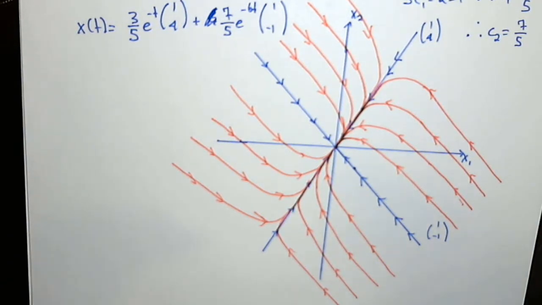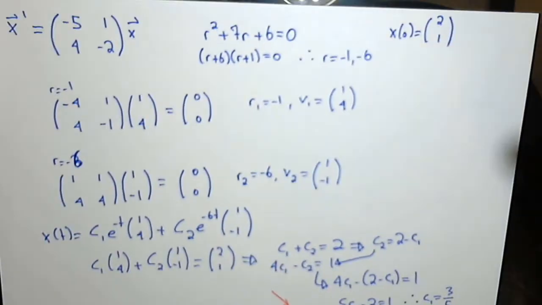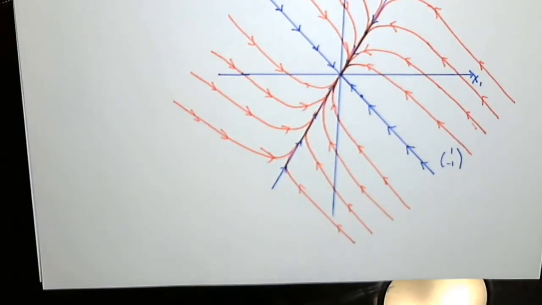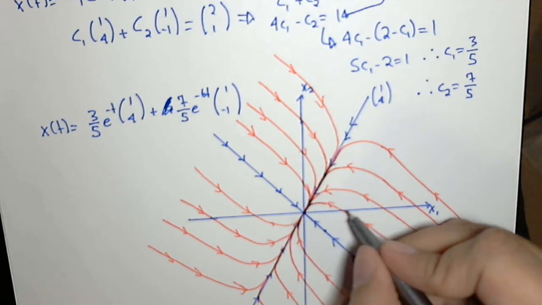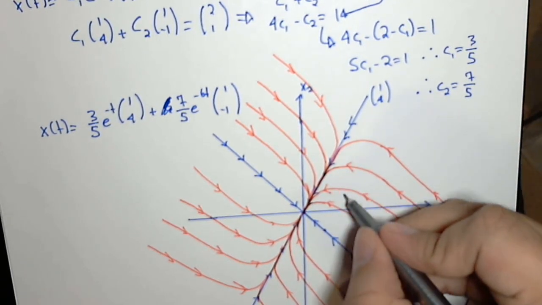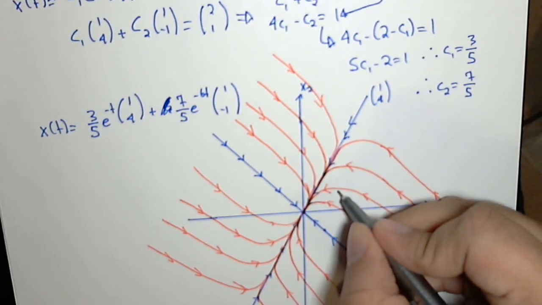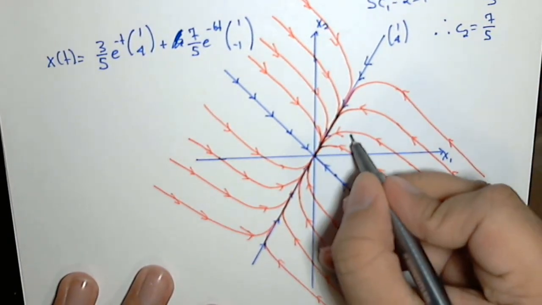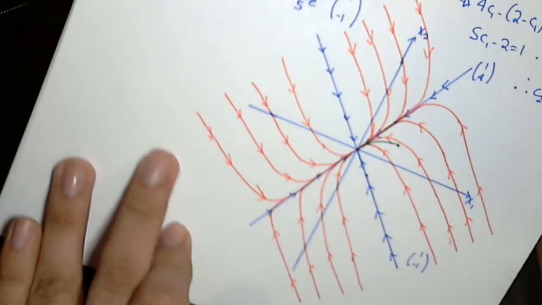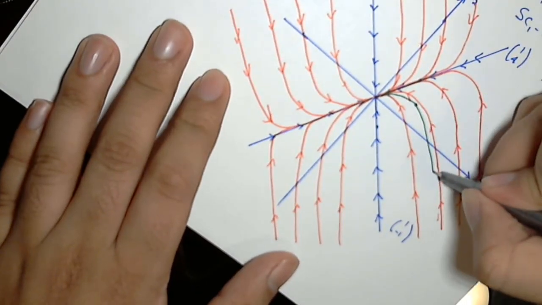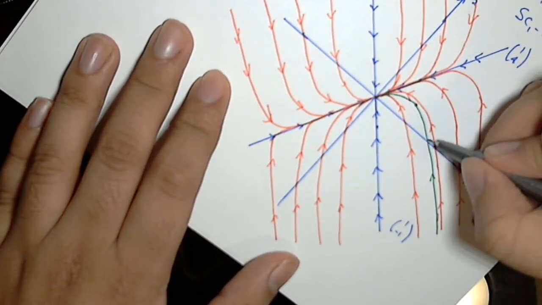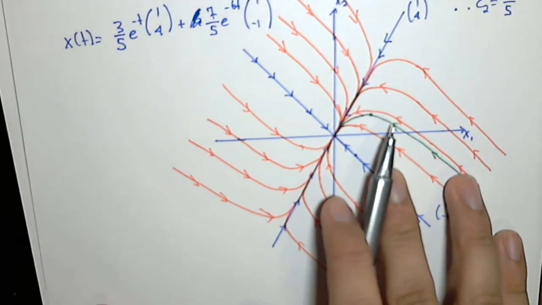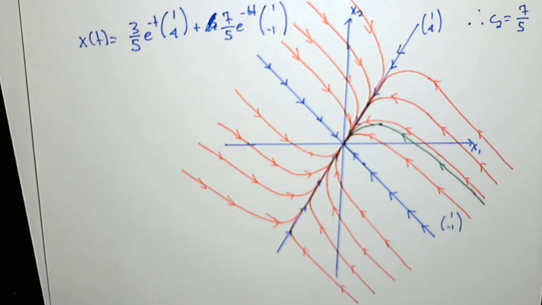And then when it asks to draw the specific solution, we just start at the point 2, 1. So 2, 1, let's say about here. Yeah, that's about right. And all you have to do is follow the direction lines. There. And the green is the solution. And that's it. So, cheers.